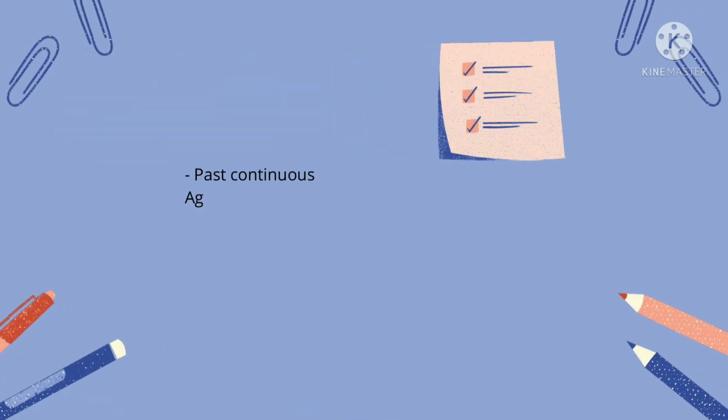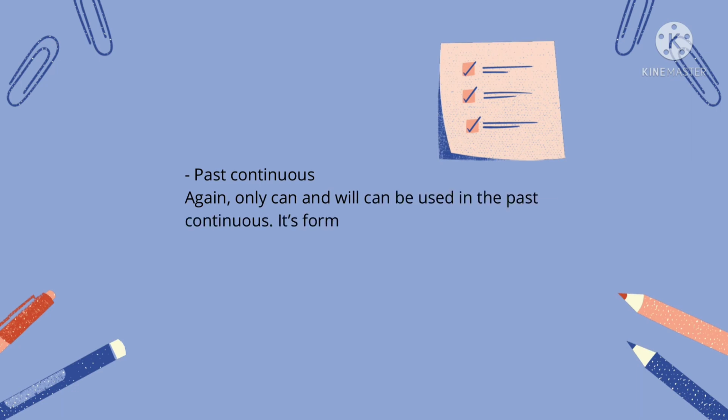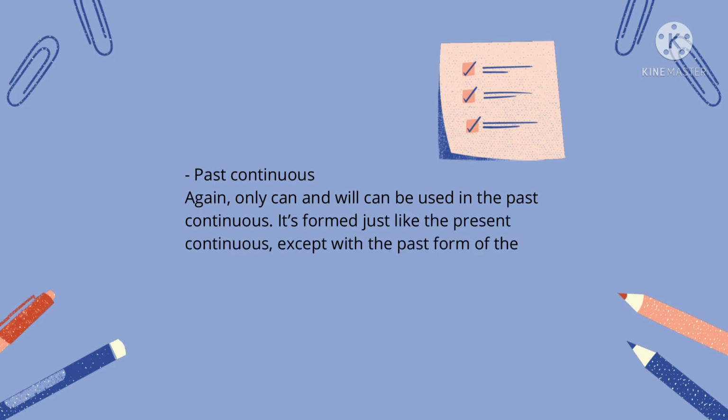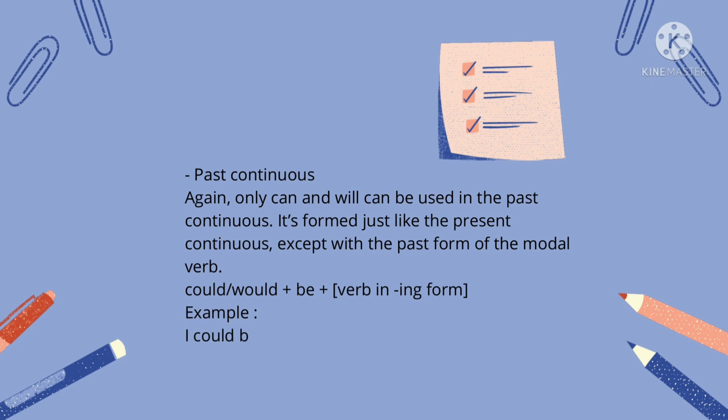Next, past continuous. Again, only can and will can be used in the past continuous. Its format is just like the present continuous, except with the past form of the modal verb, could or would, plus be plus verb in ing form. Example: I could be working right now.